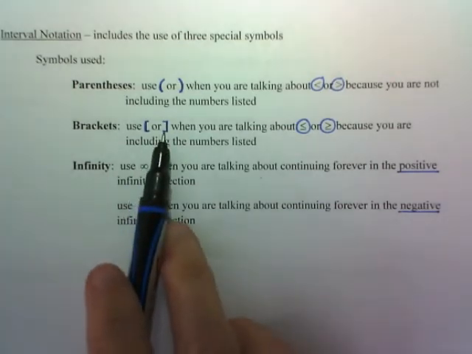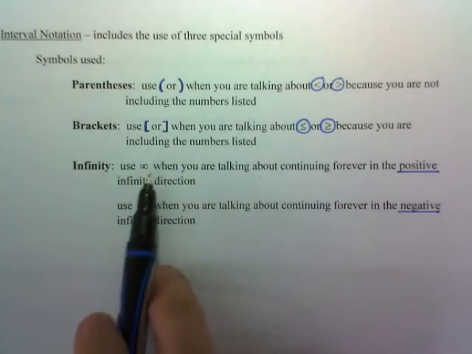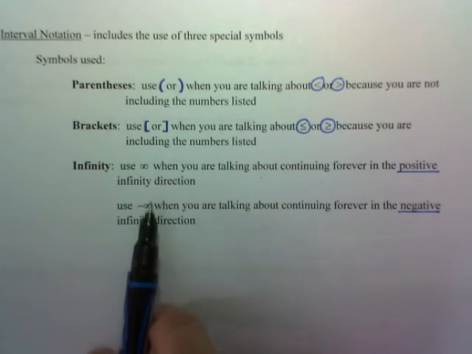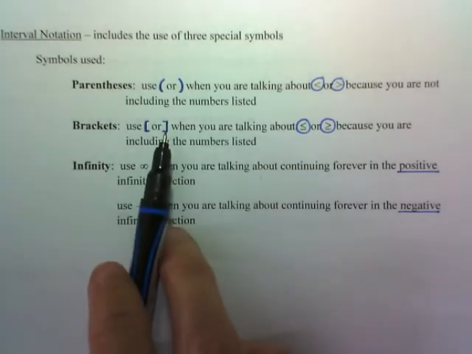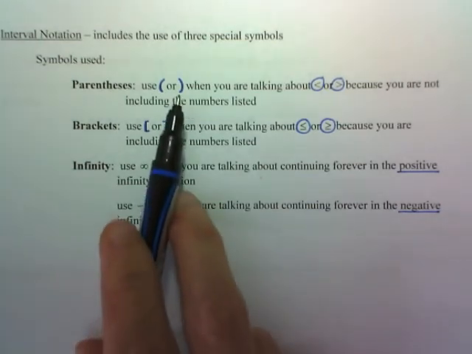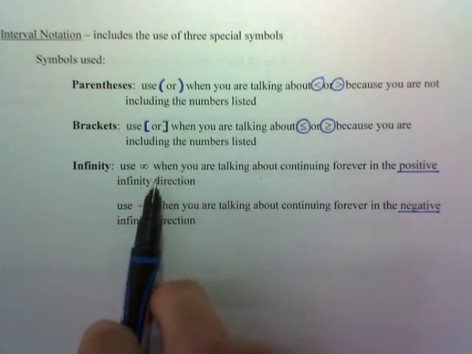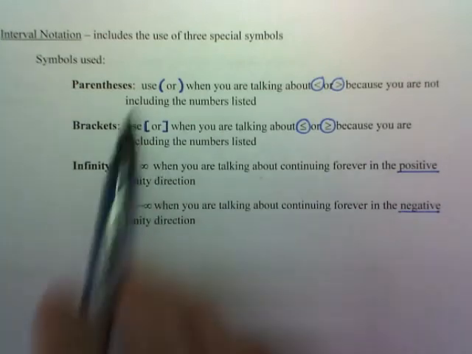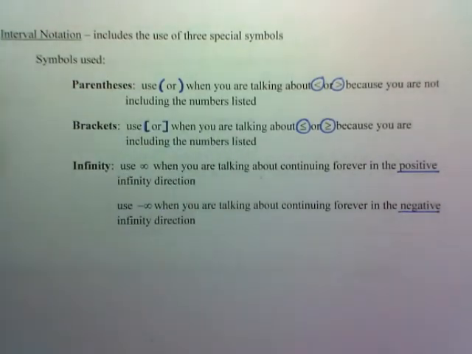Would we use a bracket or would we use parentheses when we're talking about infinity? Is there a stopping point? And there isn't. Infinity goes on forever. So you can't use a bracket because there's no such thing as including infinity. We use a parenthesis because that is going to go on and on forever. So let's actually look at how we're going to intertwine all of these different symbols into a problem.